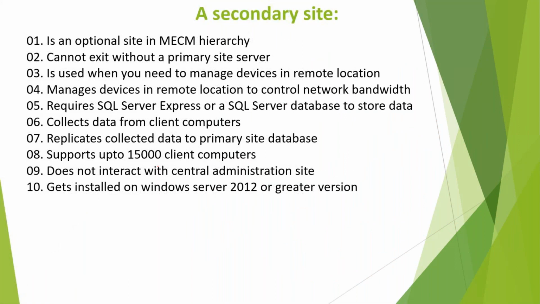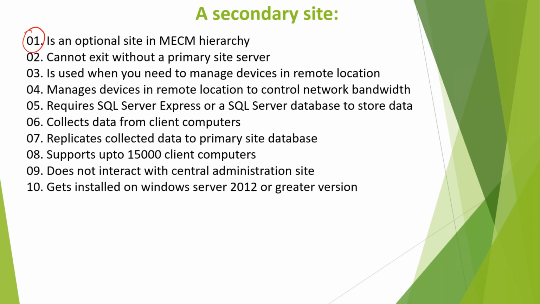Now the next one is the secondary site server. Secondary is needed when you have branch office computers. Secondary cannot exist without a primary. You cannot install a secondary directly. It is installed only when you have devices in branch offices, and it can only be installed when you have a primary site. Otherwise, it cannot be installed.